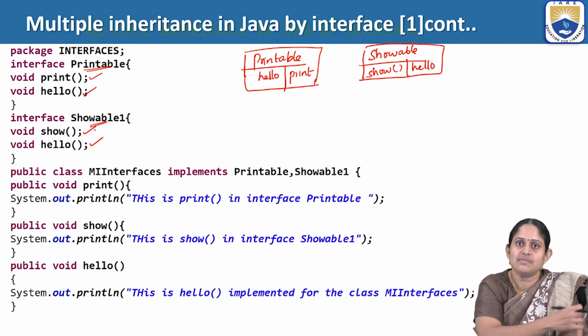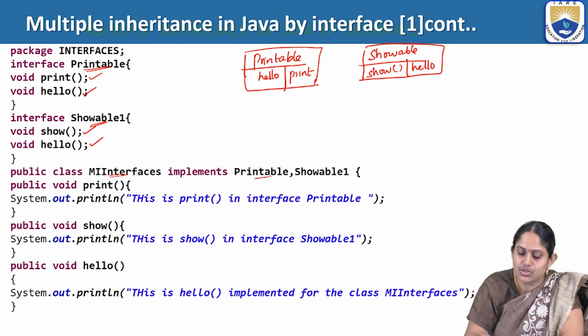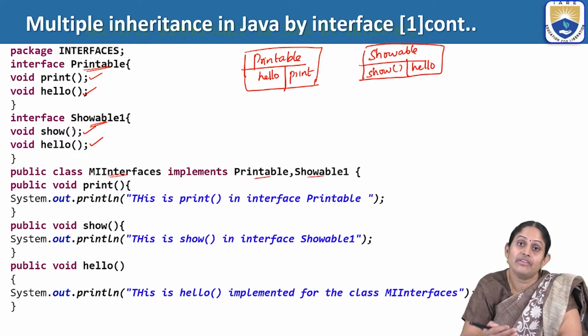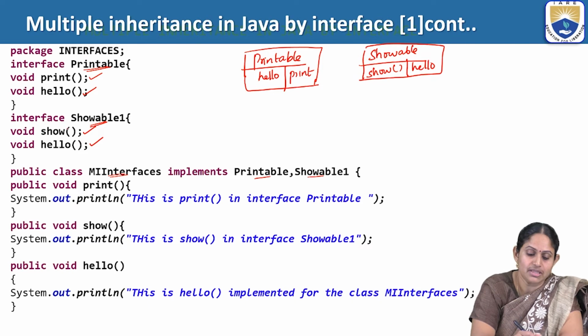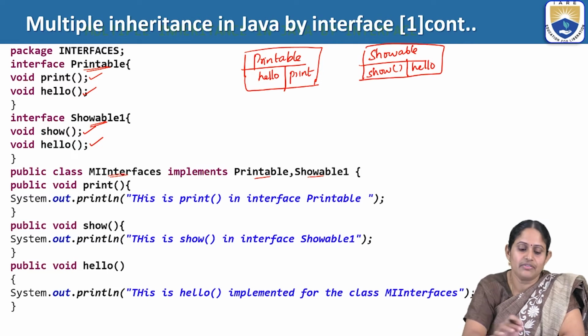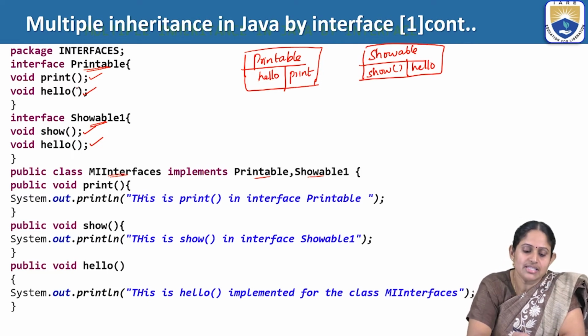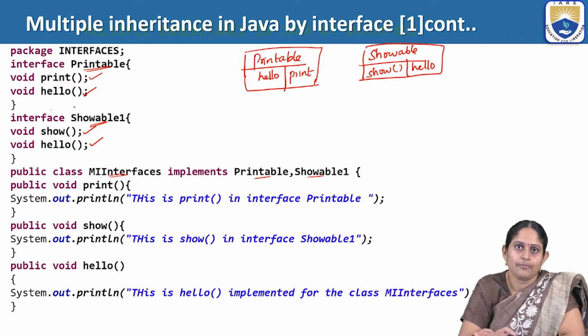Now, if we had created it using classes, the class which is inheriting these two would get confused about which hello method should be invoked. To prevent that, we go for interfaces. Even though there are two methods with the same name in two different interfaces, they don't have any body of their own. The interfaces are not providing any implementation for those methods. So it is the duty of the class to provide the implementation of those methods.